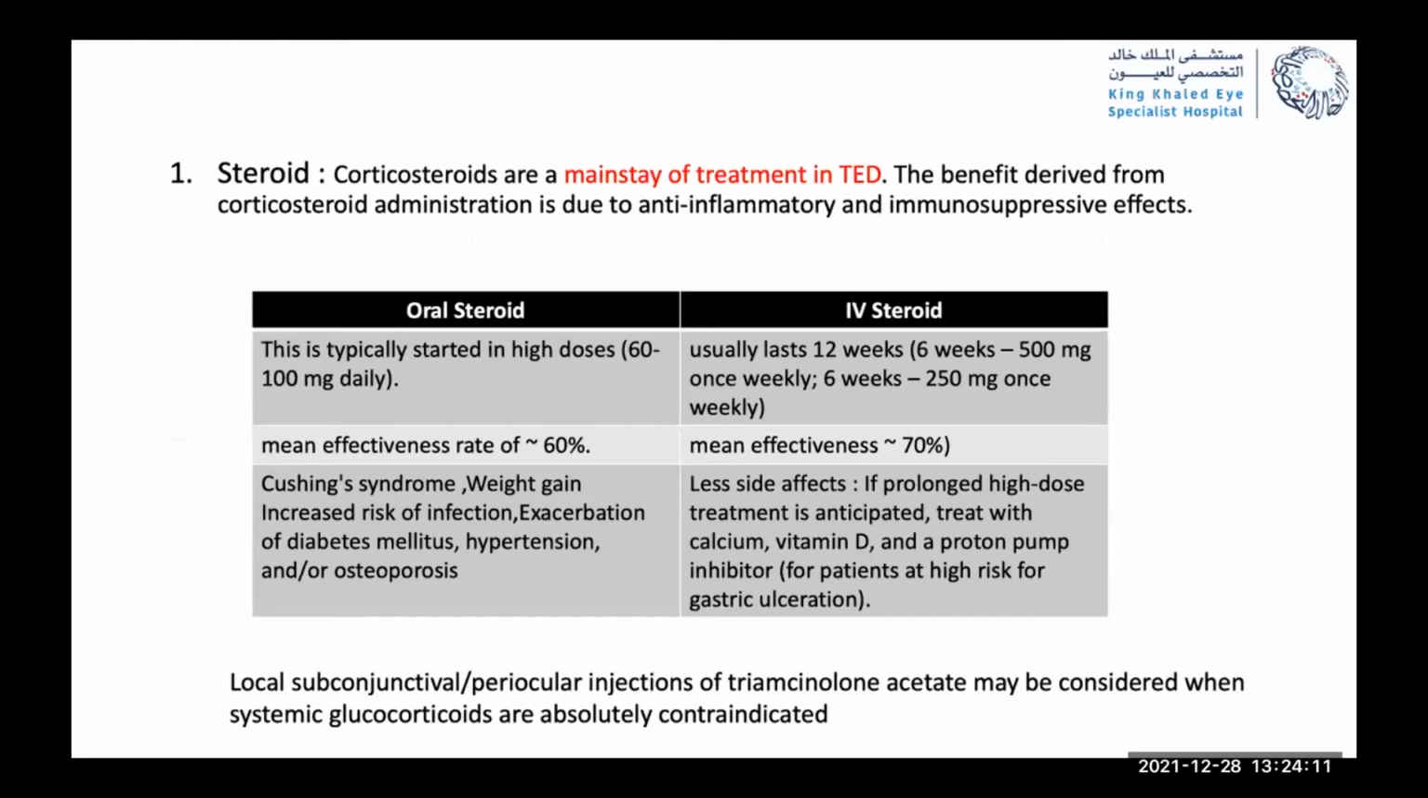And when we compare oral steroid with a dose of 60 to 100 milligrams daily to IV steroid with the usual dose regimen of a 12-week period, 6 weeks of 500 milligrams weekly, and then another 6 weeks of 250 milligrams weekly, we can see here that the IV steroid is more effective and has fewer side effects. Local subconjunctival and periocular injection of triamcinolone acetate may be considered when systemic glucocorticoids are absolutely contraindicated.